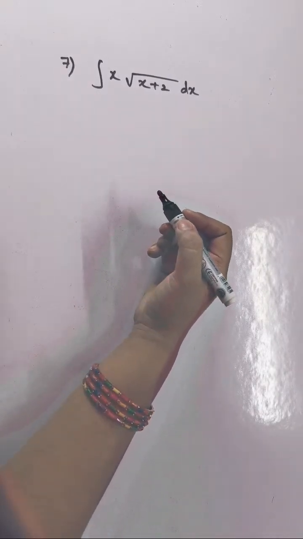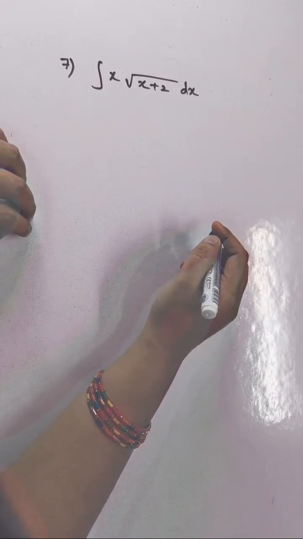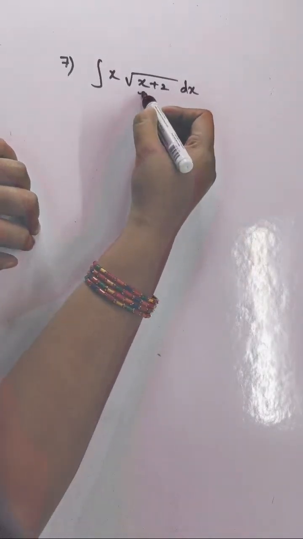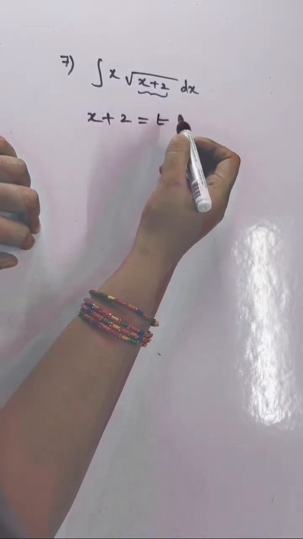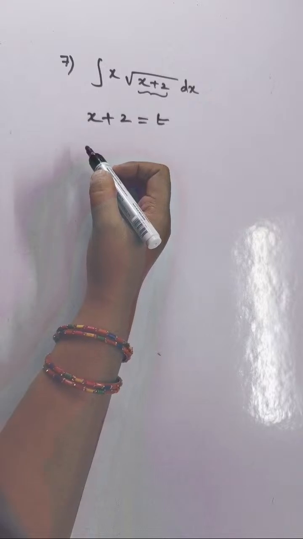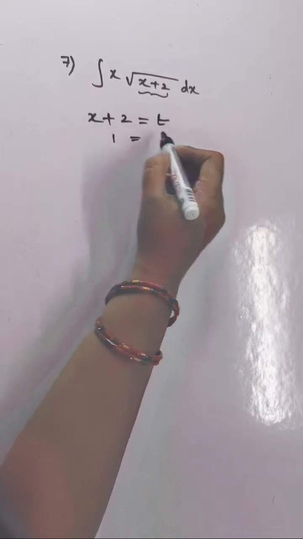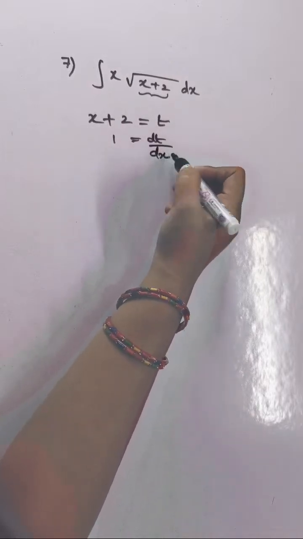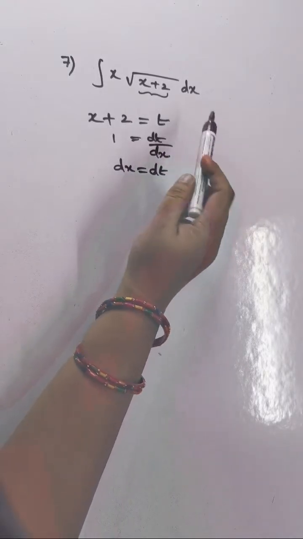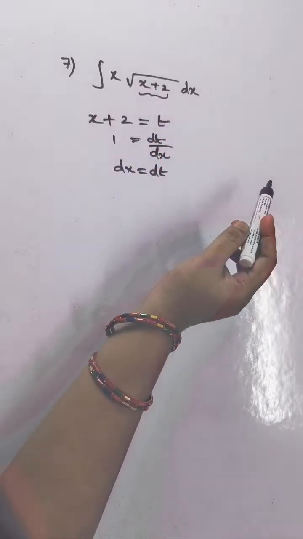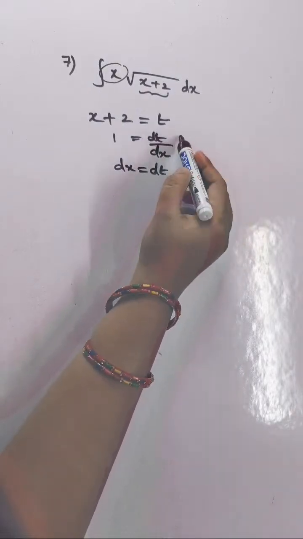Now, you have two terms here, x and root of x plus 2. Let's check whether, if you take x plus 2 as t, you are able to integrate. So now differentiate on both sides. This will become 1, this will become 0, dt by dx. So take cross multiply. In place of dx, you can write it as dt. In place of x plus 2, you can write it as t. But you have x here.